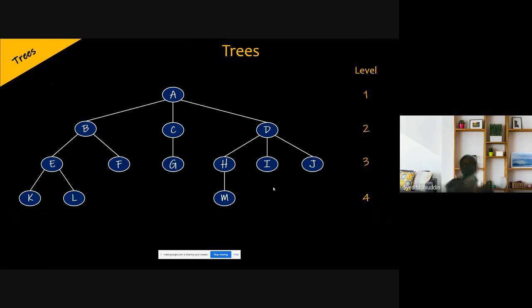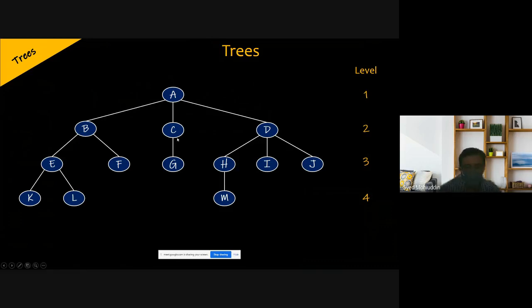But trees are non-linear data structures. There is no sequence as such, no before and after relationship. But here there is a hierarchical relationship. That is why it's called a non-linear data structure. The relationship here is not before and after, but above and below. It's a hierarchy.